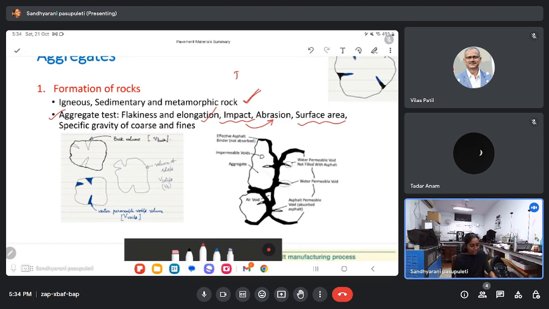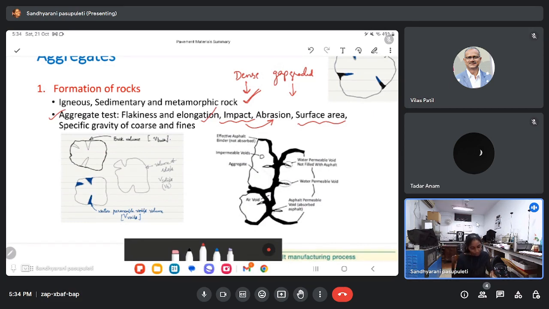Thereby, we can differentiate between dense and gap graded mixes, where gap graded mixes have a higher probability of having higher film thickness, and dense graded mixes have lower film thickness. This film thickness is indirectly required to understand the moisture damage of asphalt mixtures, because having lesser film thickness would cause higher water damage.